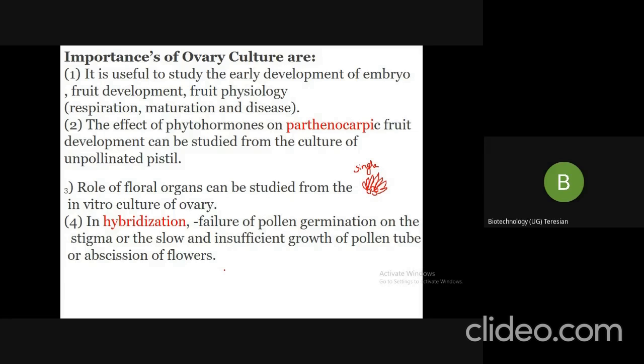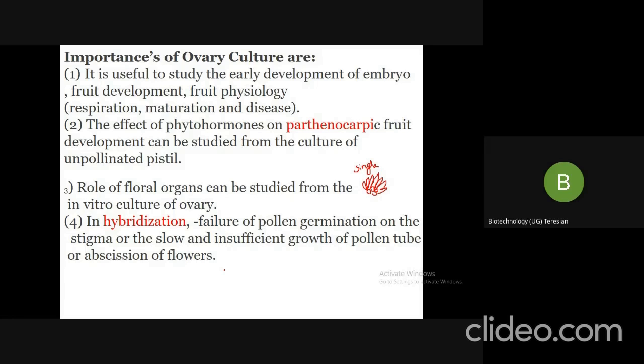Okay, so ovary or pistil culture, in vitro fertilization, that is the test tube pollination, has been used to circumvent these obstacles. So such type of obstacles can be inhibited by using in vitro fertilization. In vitro fertilization has an immense value in plant breeding where the problem of incompatibility or sterility exists as a barrier to normal sexual reproduction.